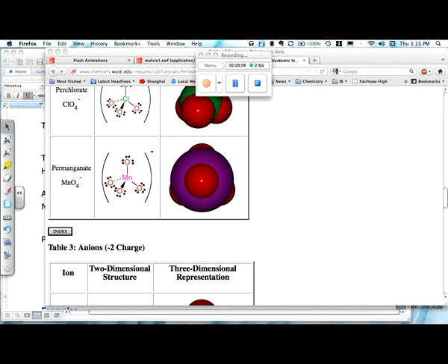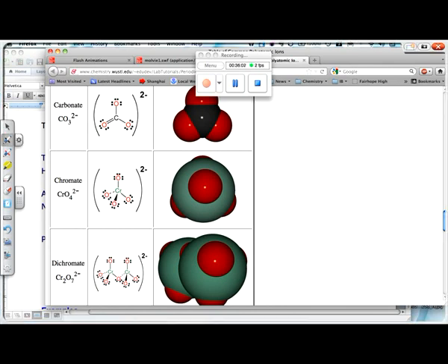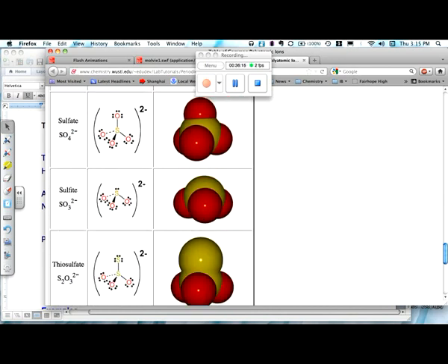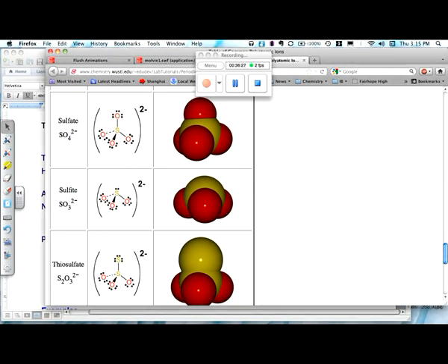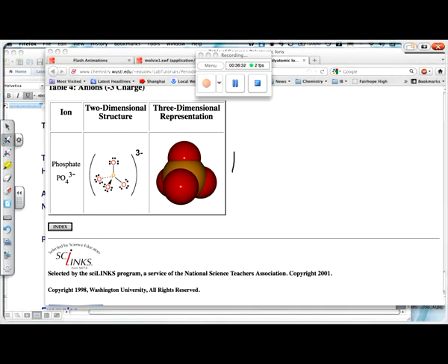Moving on to the -2 charged ions. Carbonate, very common ion in our waters. Chromate comes up quite a bit in the course. Sulfate, another very common ion. Notice I'm not putting stars by all of them. And then you have your -3, which is phosphate, and that one does come up quite a bit as well. So this table is linked in the notes.